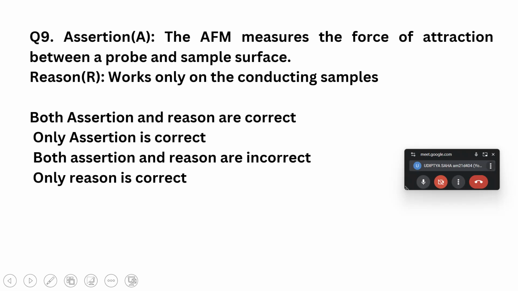So this is an assertion reason question in which the first assertion is that the AFM measures the force of attraction between a probe and a sample surface. The reason R is that it works only on conductive samples.